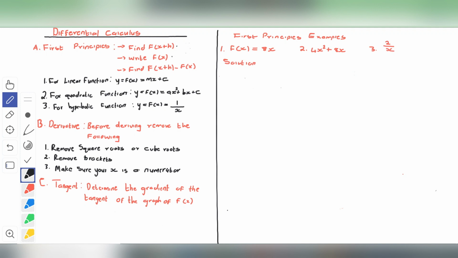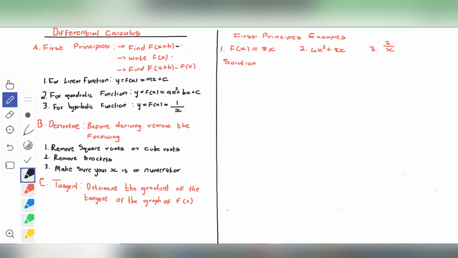So today's lesson will be on differential calculus, but we're only going to focus on three subtopics, which are the first principle, the derivative, and the tangent, right? So now let's focus on the first principle. I just wrote the steps that we need to follow for the first principle.